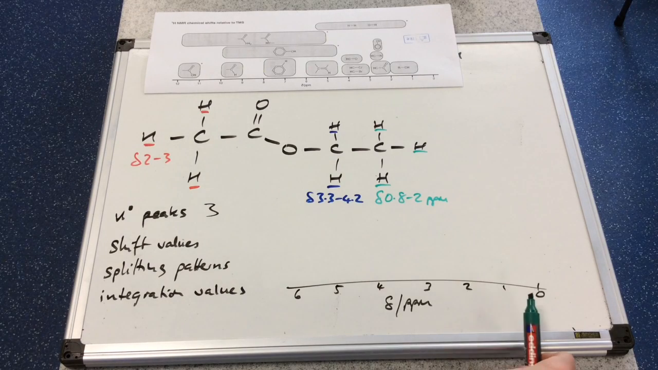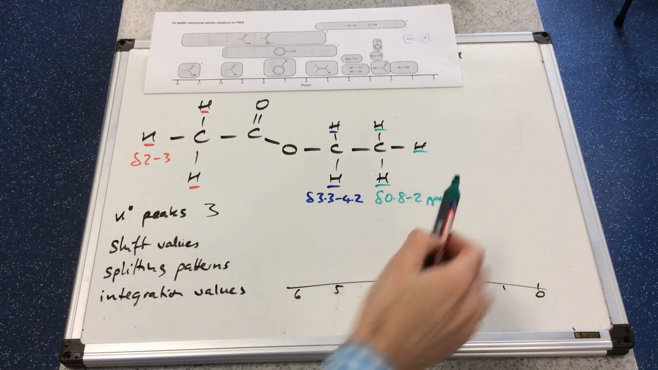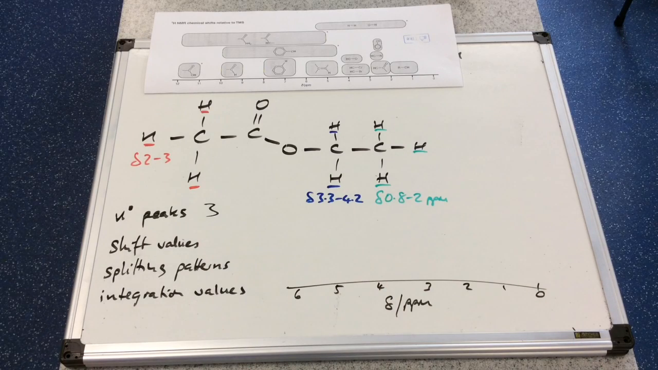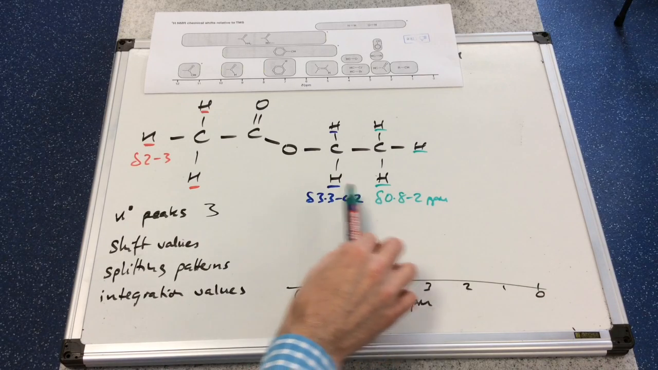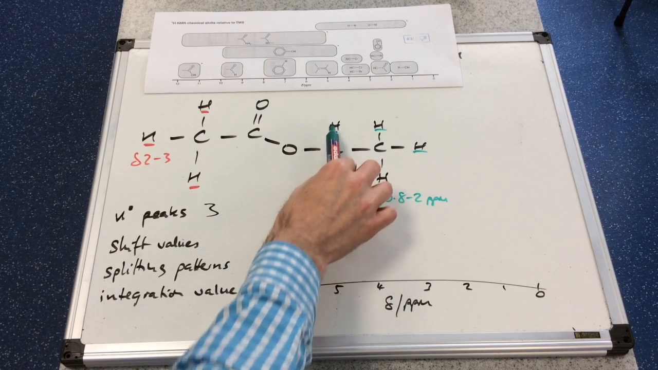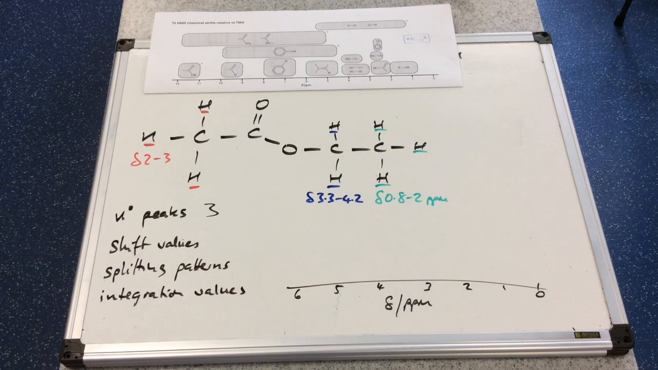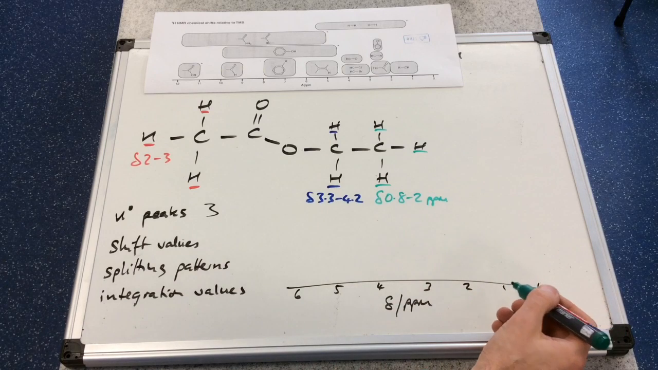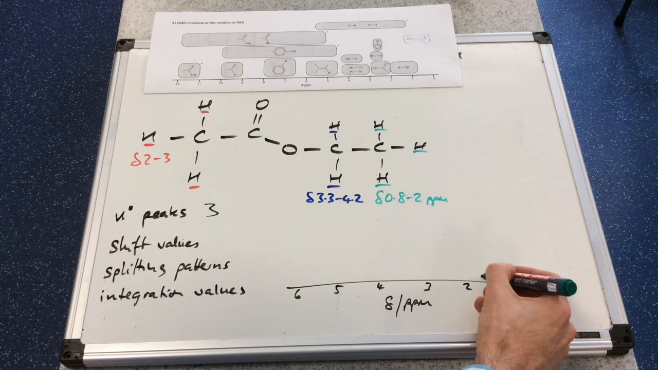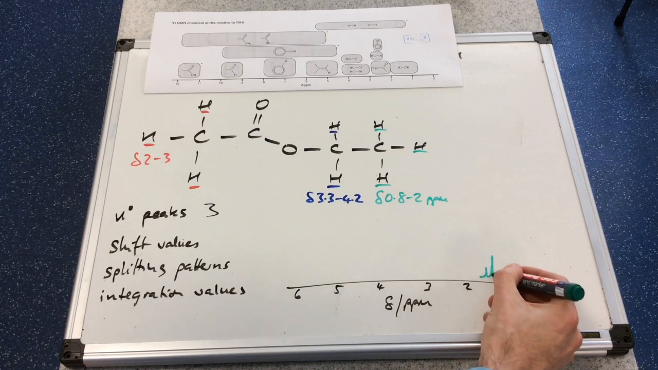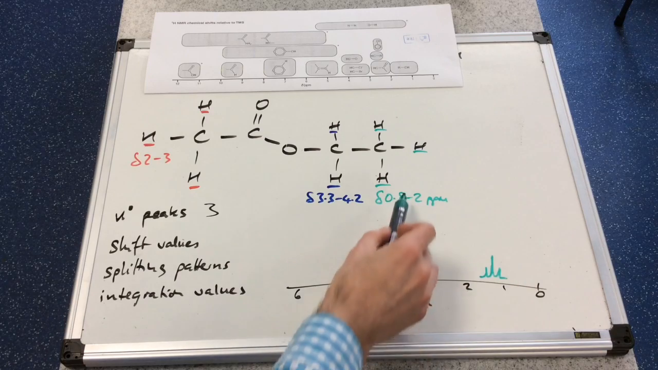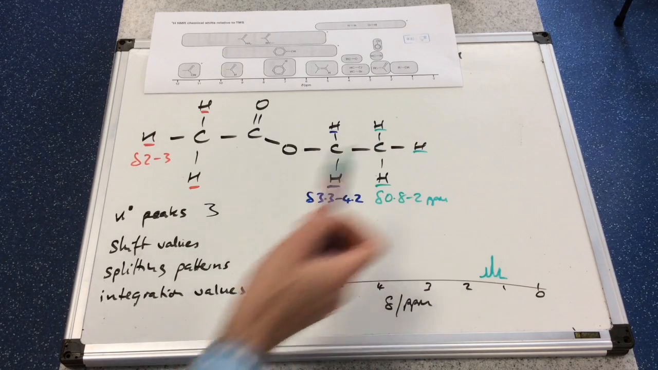So we'll start closest to 0, to the TMS peak. So we've got the green environment here. What would that come out as? Well, let's look at what it's adjacent to. It's adjacent to 2, n+1, so 2 + 1 is 3. So we will see a triplet somewhere between 0.8 and 2, so we'll go for here, shall we? So triplet due to these green protons here.